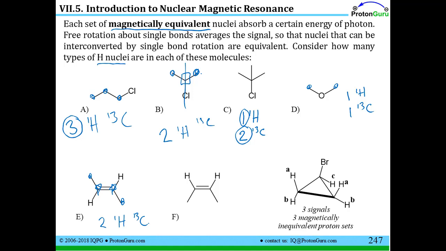Now, in a lot of these cases, we see that we have the same number of signals in both the carbon and the proton, but remember, it's not always the case. We found at least one case already where that wasn't the case.